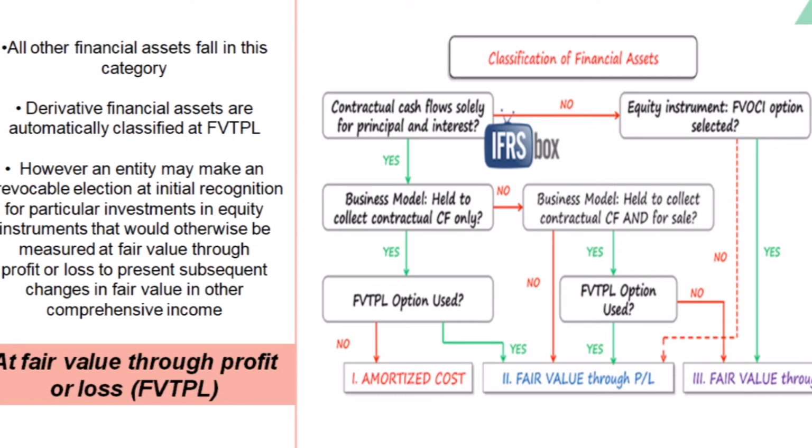Okay, last but not least, all other financial assets fall in this category. The category is fair value through profit or loss. Derivative financial assets are automatically classified at fair value through profit or loss. However, an entity may make an irrevocable election at initial recognition for a particular investment in an equity instrument that would otherwise be measured at fair value through profit or loss to present subsequent changes in fair value in other comprehensive income.